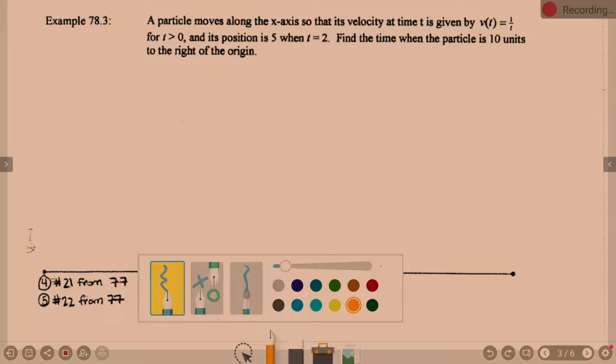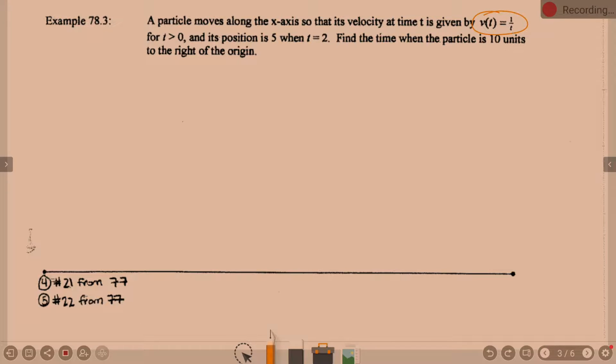Okay, so they give me a velocity function, right? V of t is 1 over t. And for good reason, they defined t has to be positive. Its position is 5 when t equals 2. Find the time when the particle is 10 units, and notice it's to the right of the origin.